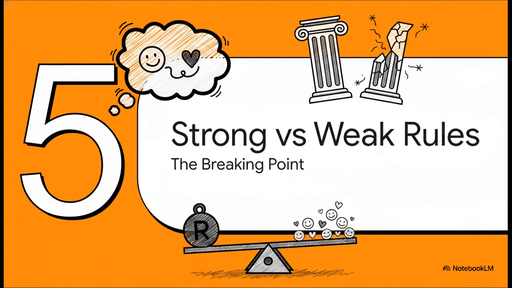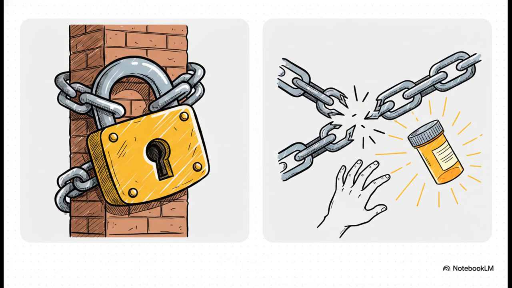But wait, what happens when a generally good rule gets in the way of an immediate need for happiness? That brings us to Section 5, Strong versus Weak Rules, the breaking point of utilitarian laws. You essentially get two camps of followers here. Strong rule utilitarianism says that once a rule is established for the greater good, it must absolutely never be broken, no matter what the circumstances are.